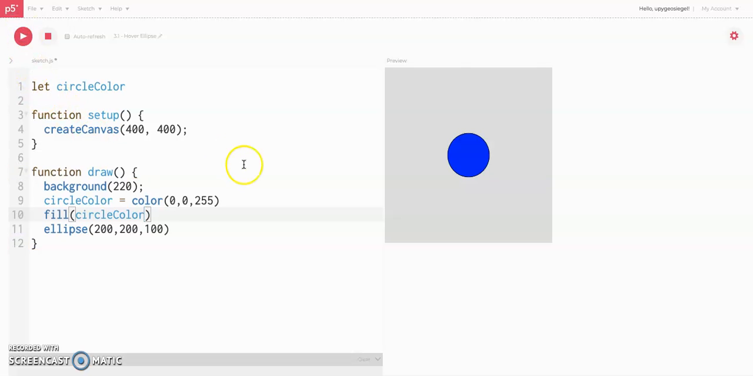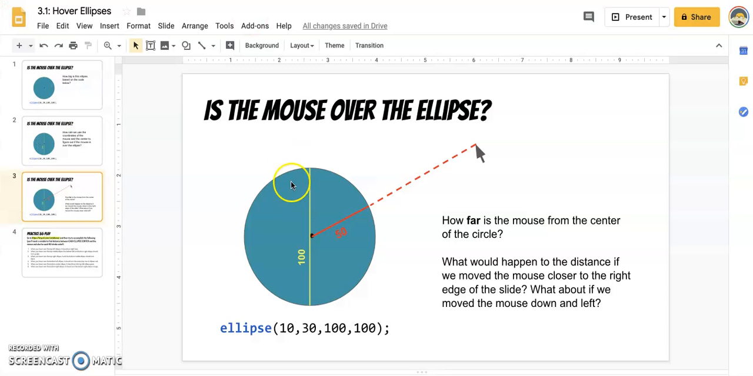Okay, now it's blue. And what I want to happen is when I hover over this circle, I want it to change to a new color. I'm going to change it to red. Whenever I hover over the circle, I want it to change to red. So it's probably going to be some sort of if statement. But remember, the if statement is to figure out when my mouse is inside the circle, I have to find out the distance from my mouse to the circle. That's what we need to find out.